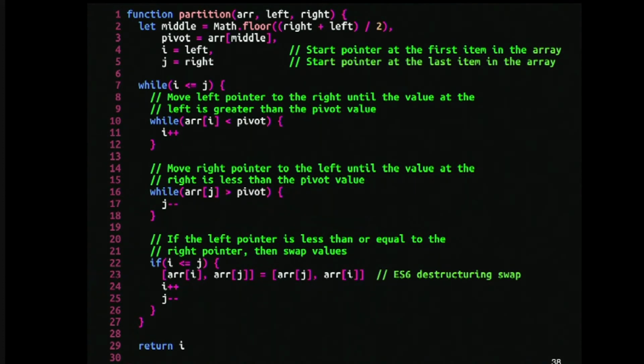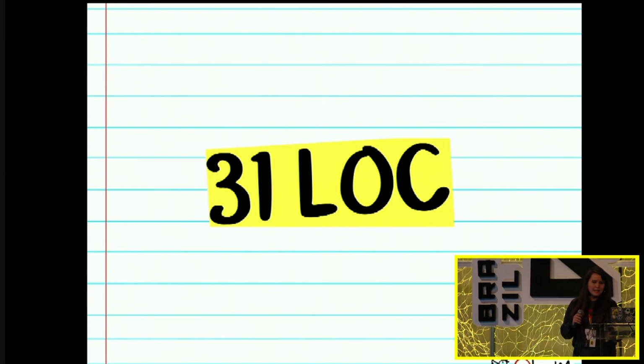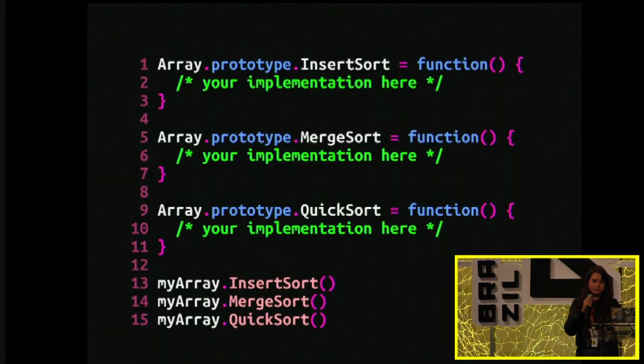So then again, if I strip all of the comments and all of the new lines, this is the longest one, but this implementation only takes 31 lines of code. And you can even extend the prototype array and use this function as if they were almost native. So you can have your own merge sort function, quick sort function, and insertion sort function.